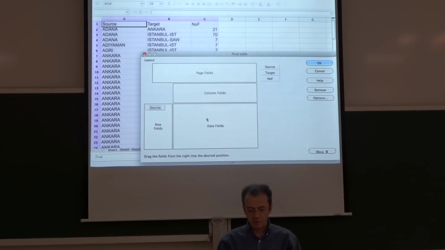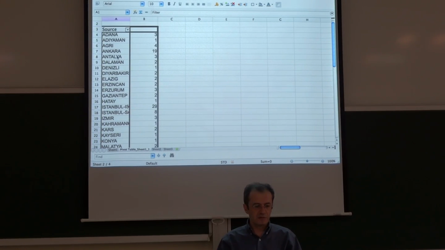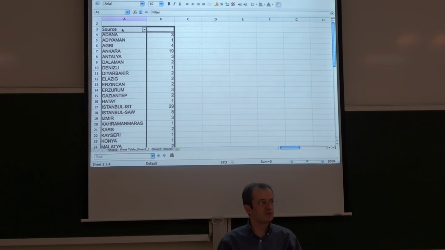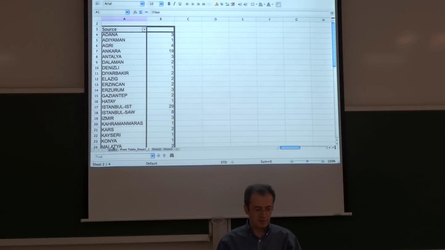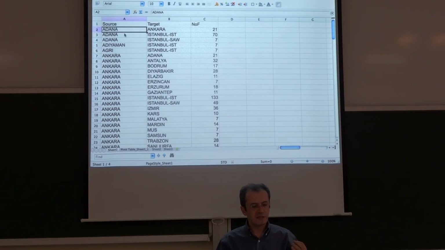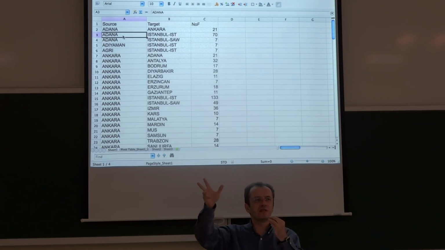So I put on the row, I want to have sources appear, and I want to count, not sum, but count, for example, any of them. It doesn't matter. So this is the result. This is the out degree, because this is now source. So what does it mean? What it does is count how many times Adana appears over here. It is 3 times. So if I come here and count Adana, it appears 3 times. That means there are 3 edges going out of Adana.